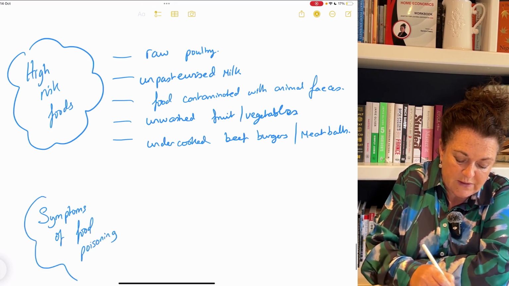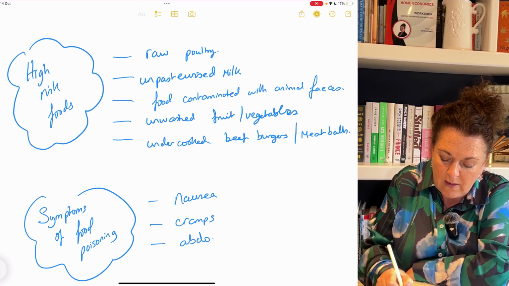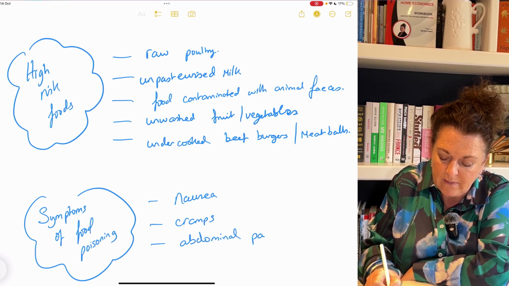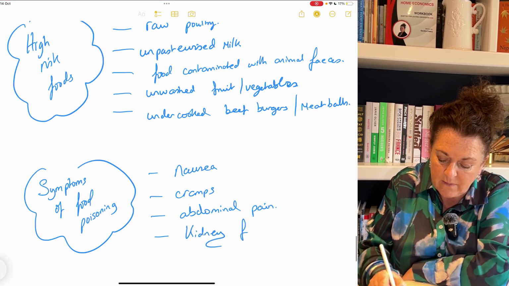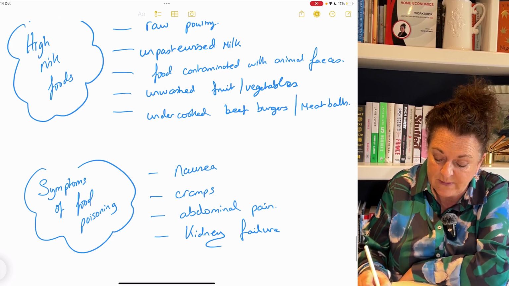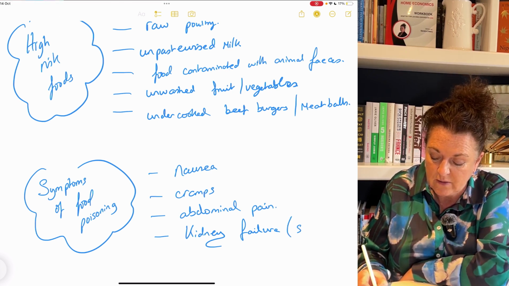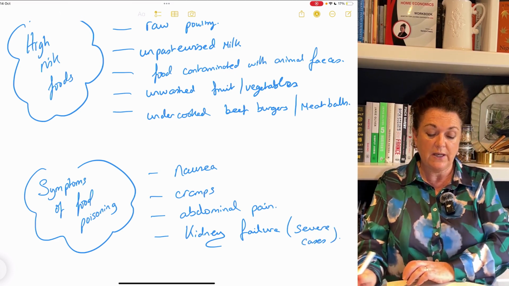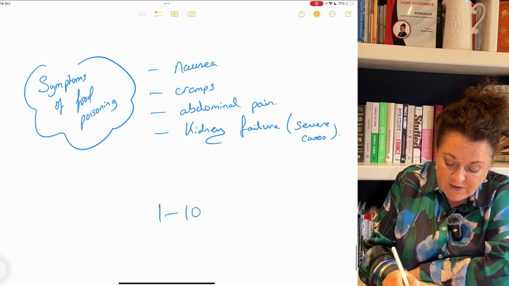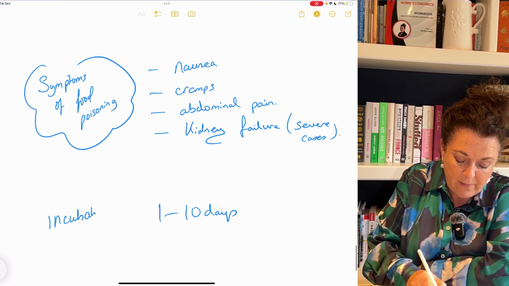So it is a matter of sitting down. So nausea, cramps, abdominal pain, kidney failure in severe cases for very vulnerable people like children or people with underlying health conditions, which obviously could result in death. And then 1 to 10 days would be the incubation period.